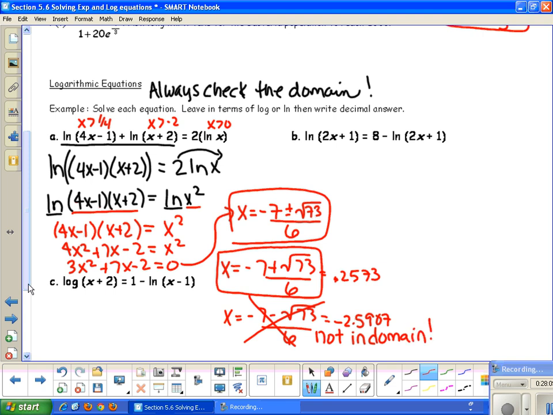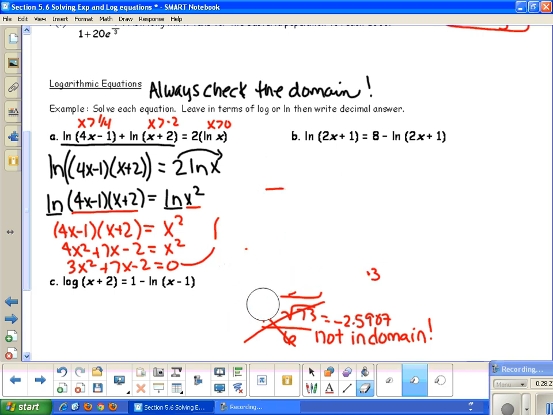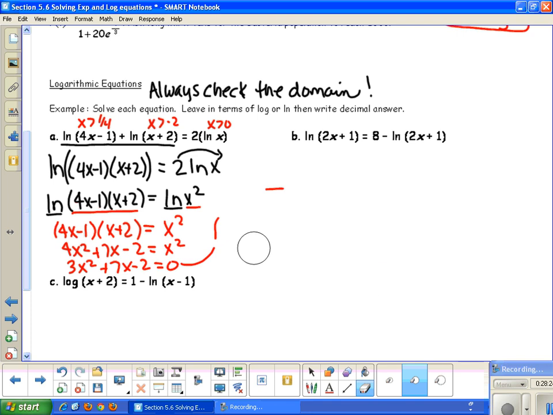So be careful to always check to make sure. So let's go ahead and look at example B. I'm going to go ahead and erase this right here, but of course you want to keep that on your paper because you need that answer, but I need room to be able to write here. So for this next problem, we have the natural log of something equals 8 minus the natural log of something.